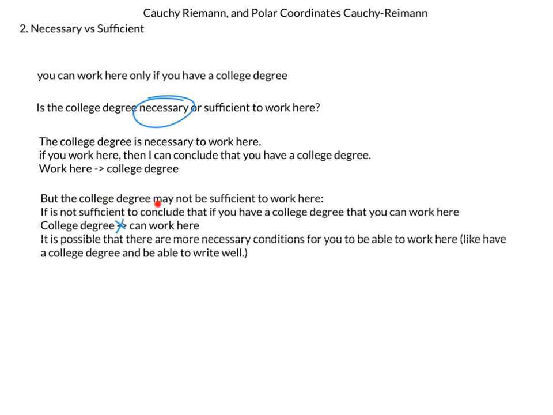However, a college degree may not be sufficient to work here. That is, it is not sufficient to conclude that if you have a college degree then you can work here. In other words, a college degree does not imply that you can work here, because it's possible there are more necessary conditions, like having a college degree and being able to write well, or maybe speaking French, or maybe being able to do differential equations. But the idea is that it's necessary, but may or may not be sufficient. So you cannot conclude from this statement that it will be sufficient.